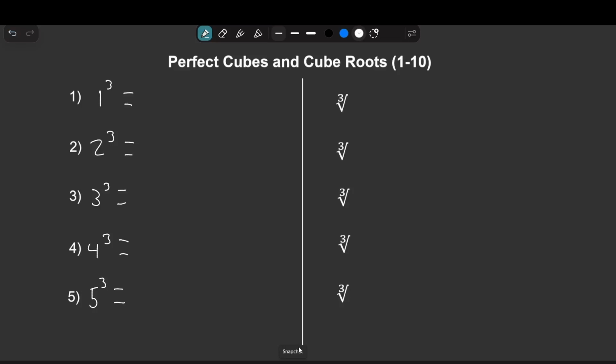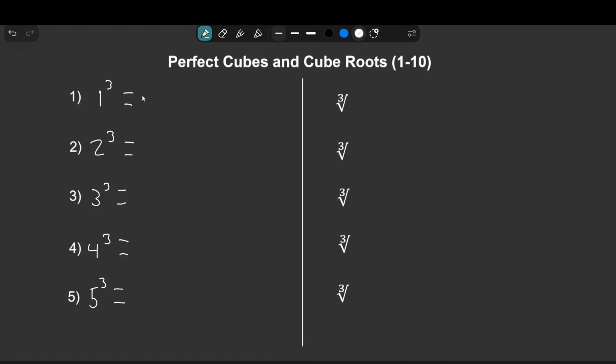In this video I'm going to cover the first 10 perfect cubes and cube roots. We will start by looking at the first 5 and then we move to the 6th through the 10th. Now, remember, cubing a number means to multiply a number by itself 3 times. Cube roots are the opposite, or the inverse, of cubing a number. So we need to think what number multiplied by itself 3 times will equal the number. So let's jump into the first 5 perfect cubes and cube roots.